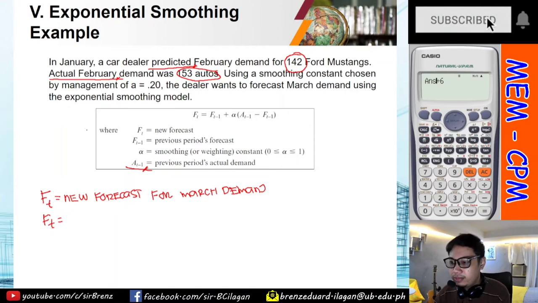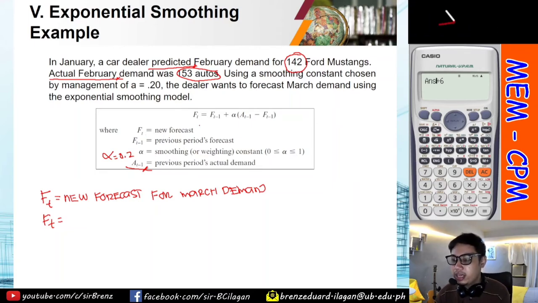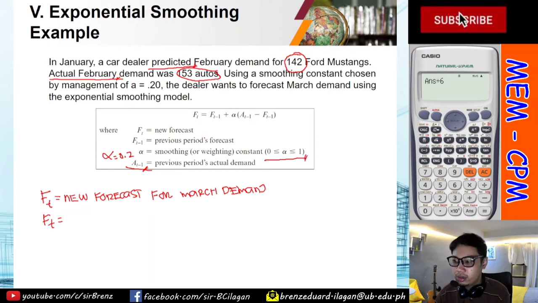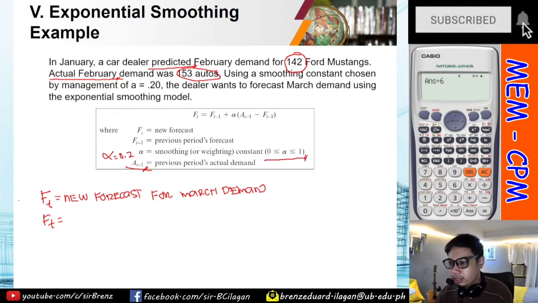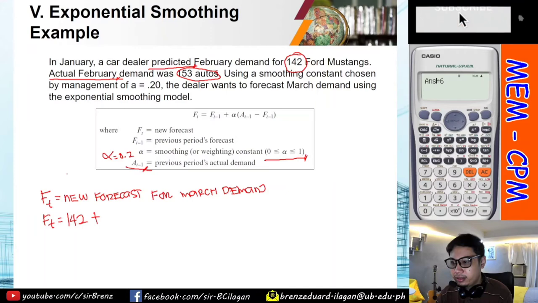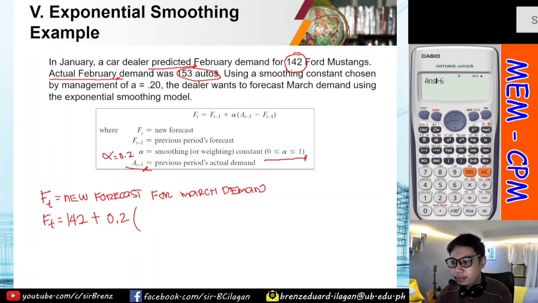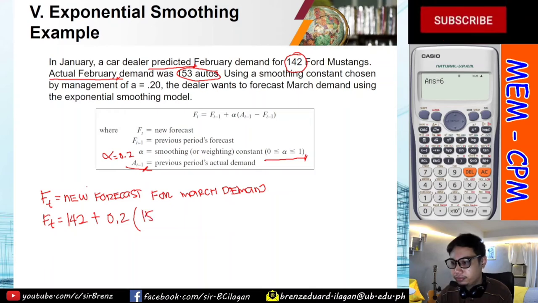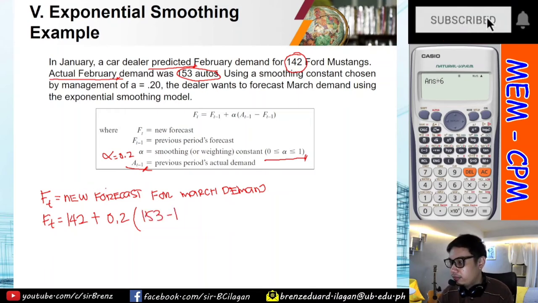And then yung alpha natin, so given naman sa kanya, yung alpha daw is 0.2. This value, this smoothing constant, is chosen by the management. So again, pasok naman tayo doon sa criteria, that it has limits from 0 to 1. So ayan, isulat mo lang dito. F sub T minus 1, or yung previous period's forecast na 142, plus yung alpha natin, which is equivalent to 0.2, and then multiply by the quantity of the actual previous demand na 153, and then minus 142.